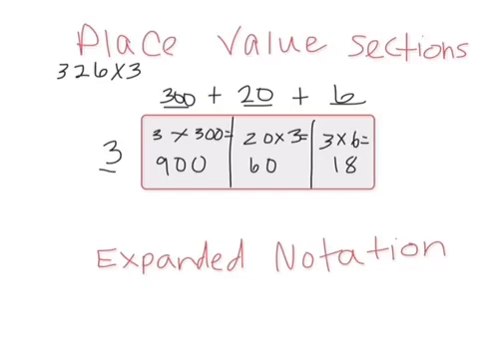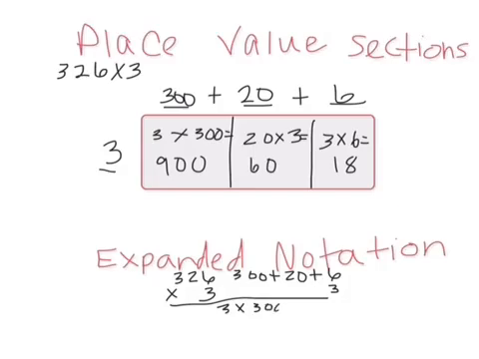Expanded notation is a lot like our place value sections, except instead of using that area drawing, we're just writing down the numbers. So we have 326 times 3, and we start by expanding the 326 into 300 plus 20 plus 6, and we just have a 3. And then we're writing down our multiplication sentences in the same order we did them in the area drawing. So you'll start with 3 times 300, which is equal to 900.